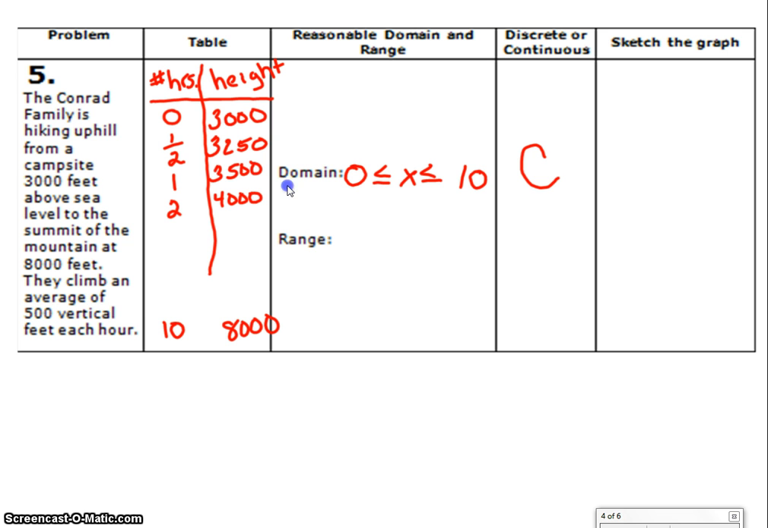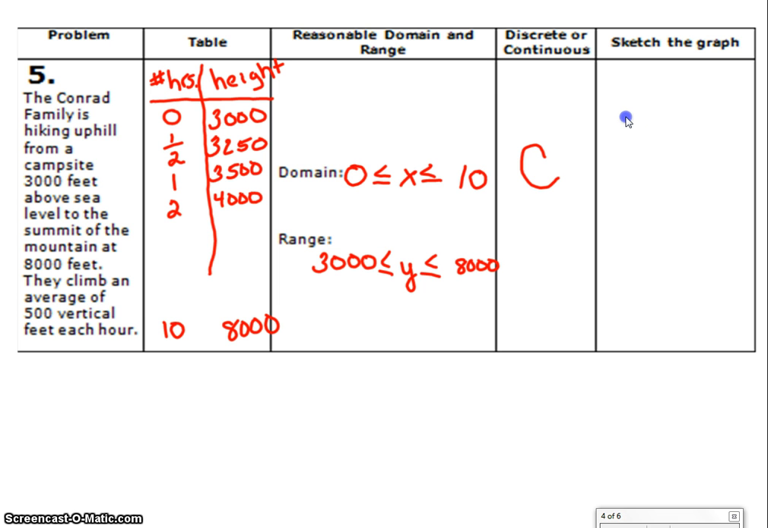I have the same for range. I can measure 3,000.25 feet. I can measure 4,000.333 feet. Okay, I can measure all of those variables or all of those measurements in between there. So I'm going to indicate that on my range by saying the minimum range they have, or where they started, is 3,000 feet. The max they climbed was 8,000 feet. I know they stopped there, so that's the highest. These are my Y values because it's range. And it's inclusive. That means it contains all of those numbers in between 3,000 and 8,000.